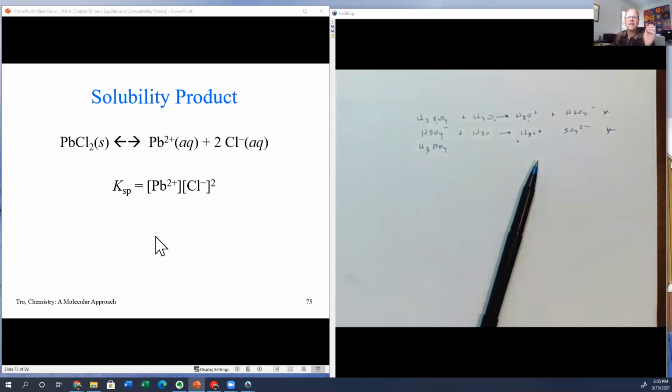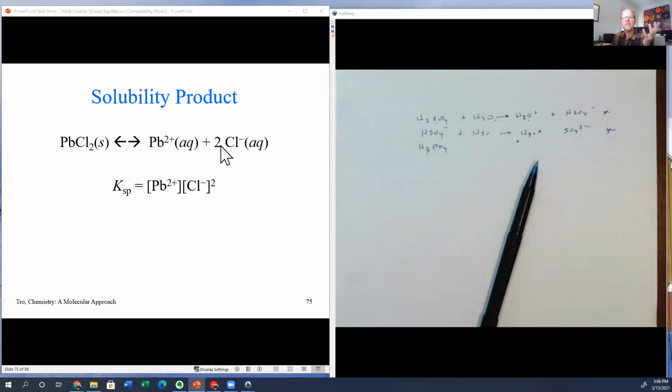Well, it turns out that things that we classified as insoluble are really a tiny bit soluble, even though we classified them as insoluble, right? So for example, something like lead chloride, we classified that last semester as being insoluble, but really it's more of an equilibrium where the lead chloride dissolves a tiny bit, okay? And this is the equation by which it dissolves. Lead chloride goes to Pb2+ plus 2Cl-.